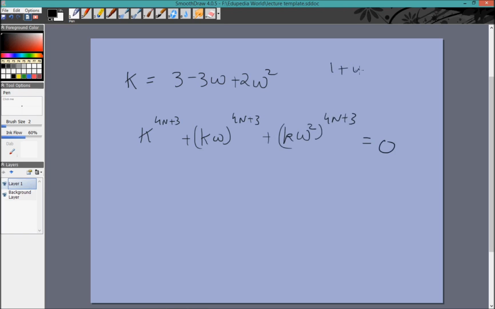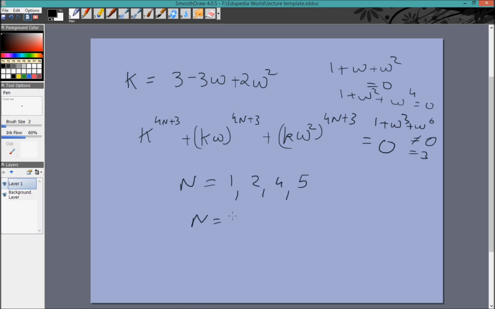Now we know 1 plus omega plus omega squared is equal to 0, and 1 plus omega squared plus omega to the power 4 is equal to 0. Right. 1 plus omega to the power anything plus omega square to that power is equal to 0, except that 1 plus omega cube plus omega to the power 6 is not 0. It is 3, because omega cube and omega to the power 6 both are 1. So this will always be valid except when 4n plus 3 is a multiple of 3. So 4n plus 3 should not be a multiple of 3. That means n can be equal to 1, 2, 4 or 5, but n cannot be equal to 3.